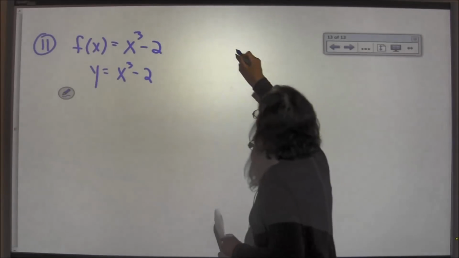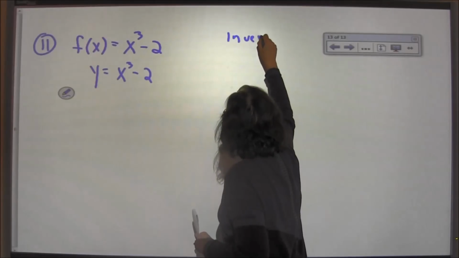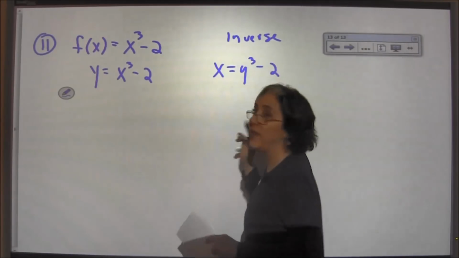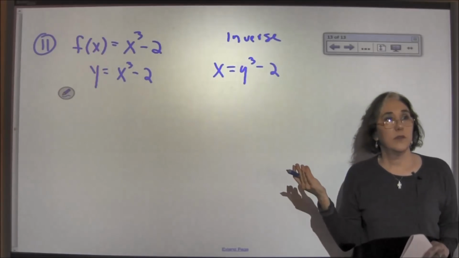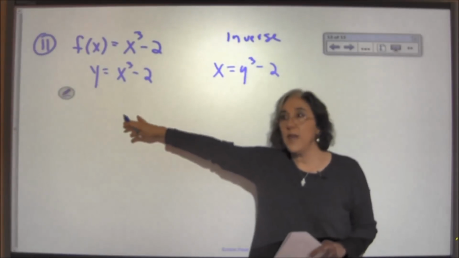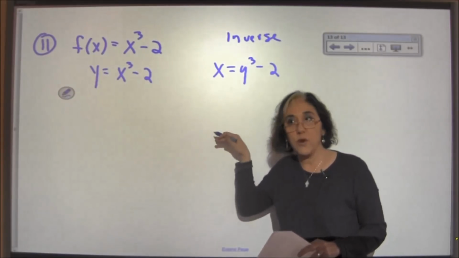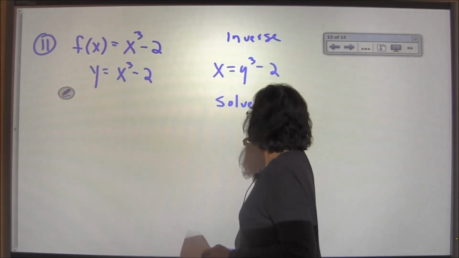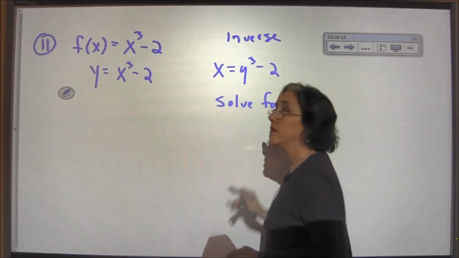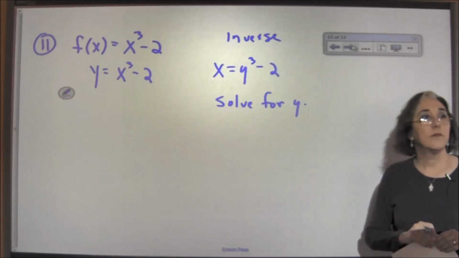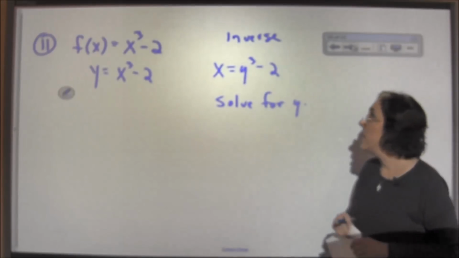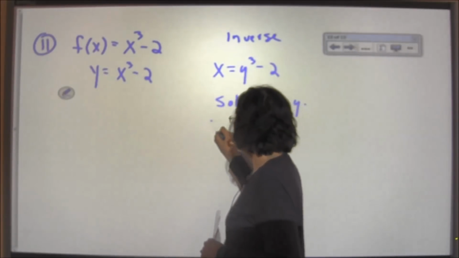Okay, so the inverse is x equals y cubed minus 2. That is the inverse. It's taking all the xy pairs and it's turning them around. But we have to solve it for y. So we're going to add 2.